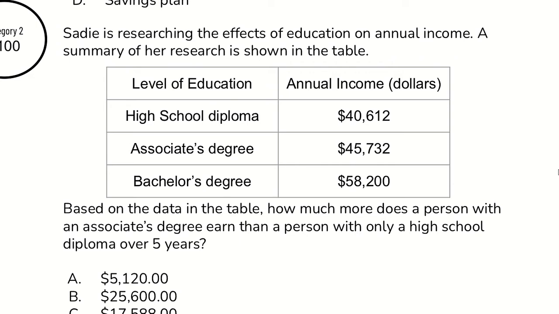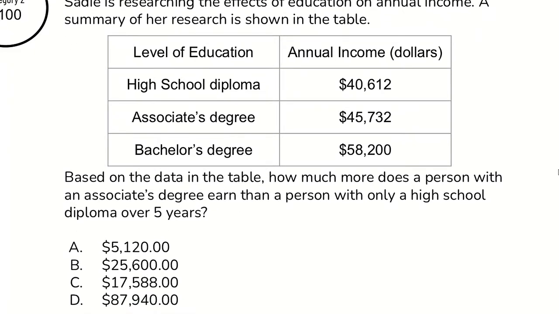If you get an associate's degree, that's high school plus you do 2 years of college. That is around $45,732. And then a bachelor's degree, that means you go to college for 4 years. That's $58,200. So you can see the more school you go, the more money on average, that's not for everybody, but on average that you make.